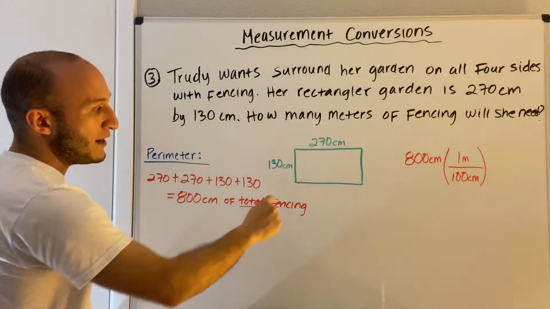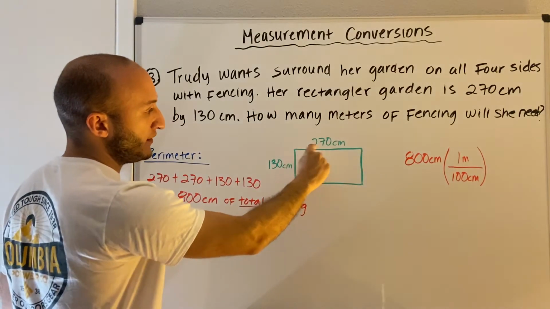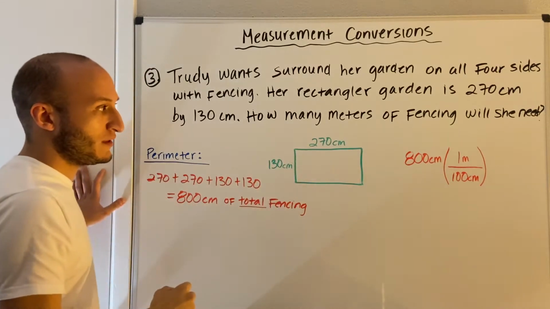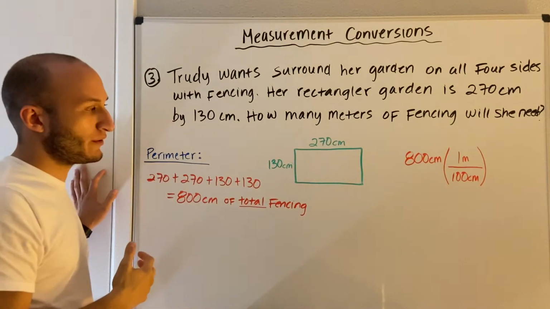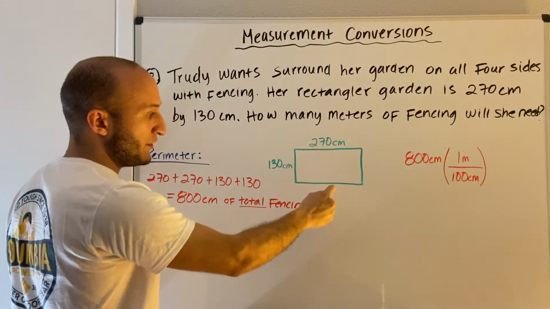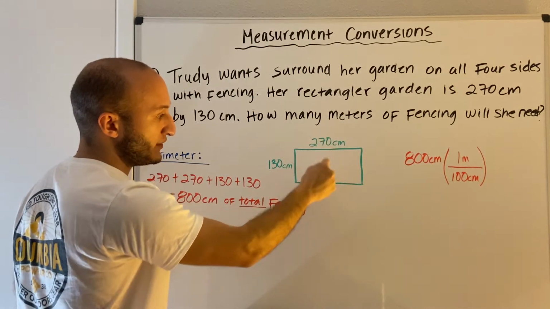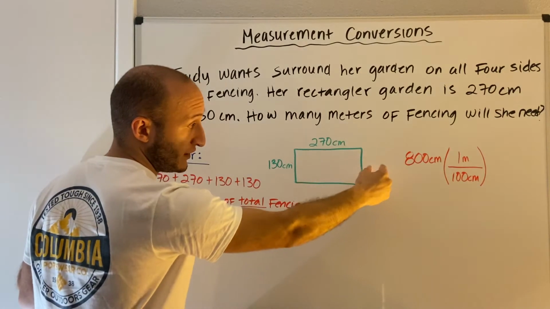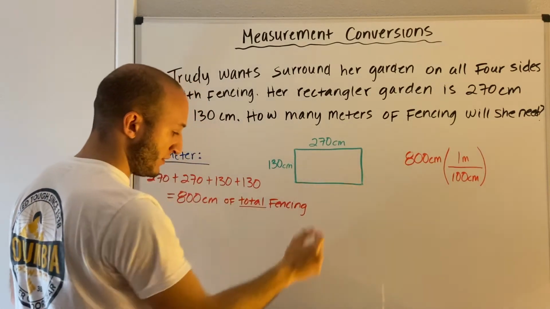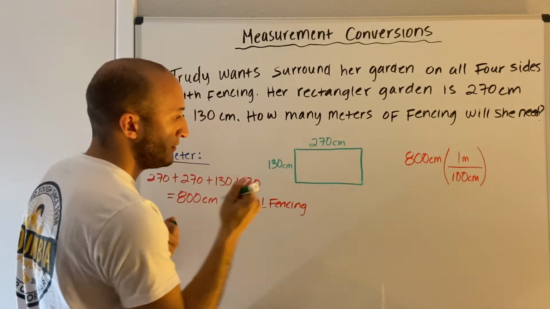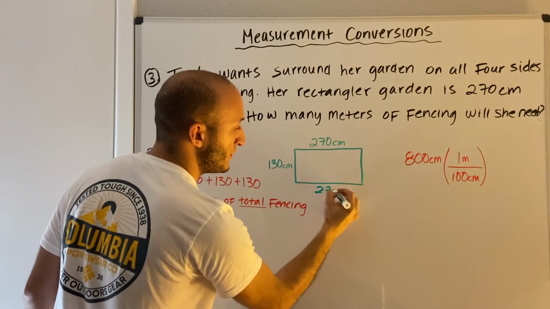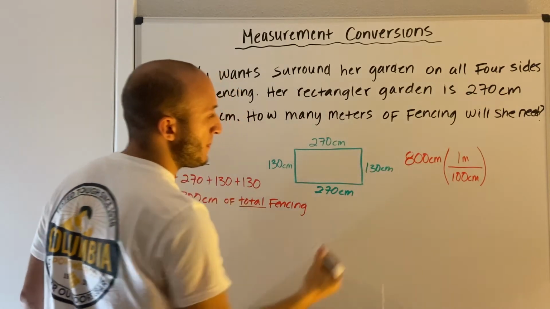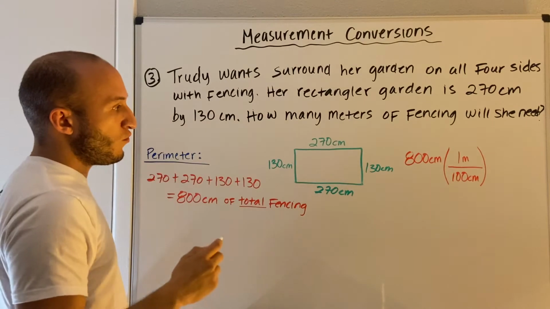Now, if I want to know how much fencing I'm going to need here, here, here, here, they only give me 2 sides of the rectangle. So I'm going to have to find the perimeter, meaning I know that this side is 270, and then the opposite to 130 centimeters is the same thing. So I'm going to write those down. So this would be 270 centimeters as well. This one would be 130 centimeters.